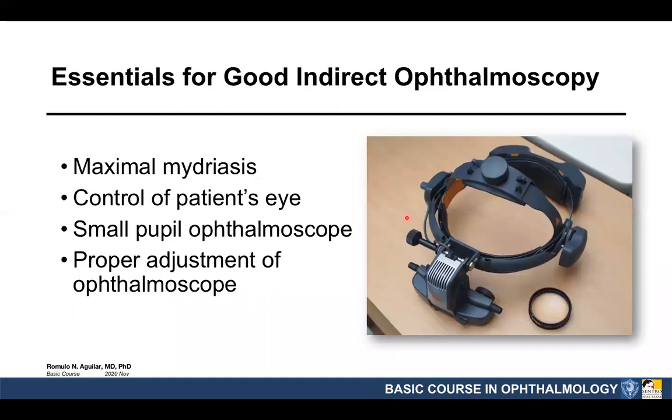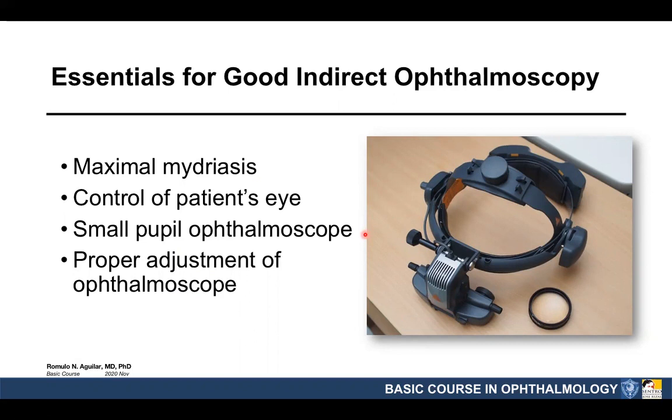The essentials for doing a good binocular indirect ophthalmoscopy are: number one, the pupil should be maximally dilated. You should have control of the patient's eye. If the patient keeps moving the eye or there's nystagmus, it might be difficult for you to perform indirect ophthalmoscopy. Preferably, you should have a small pupil ophthalmoscope. And I think most of the currently available indirect ophthalmoscopes have the small pupil capability.